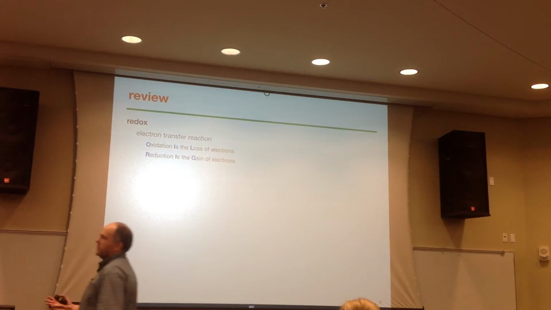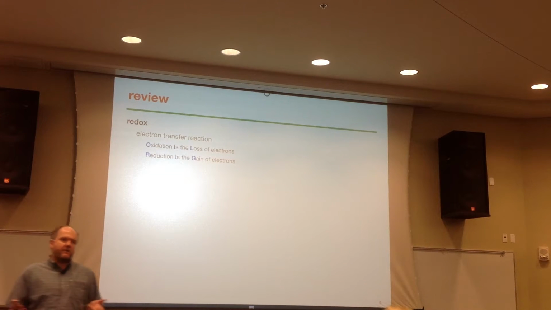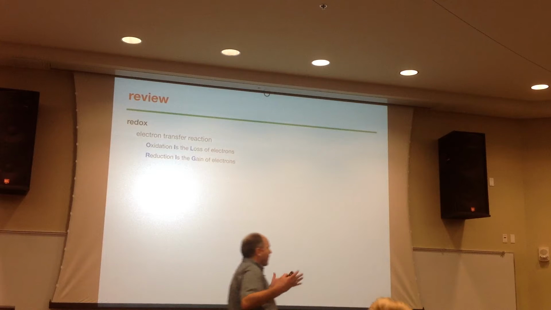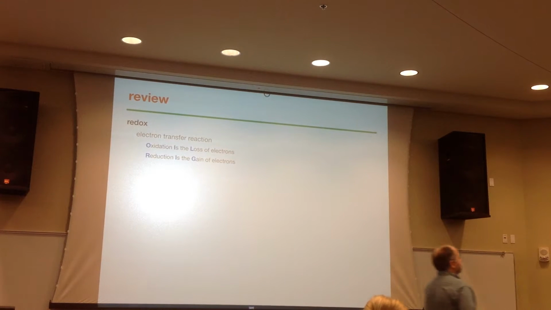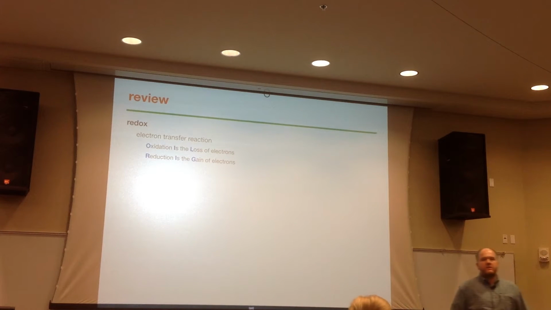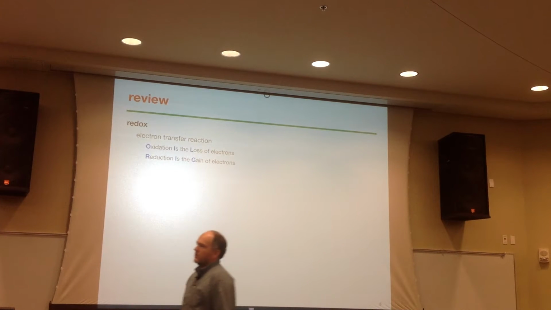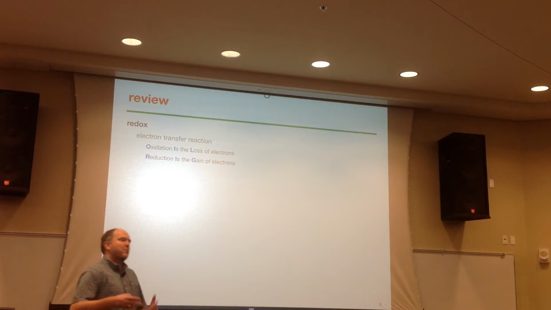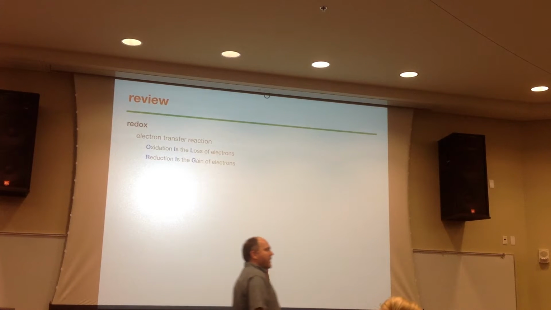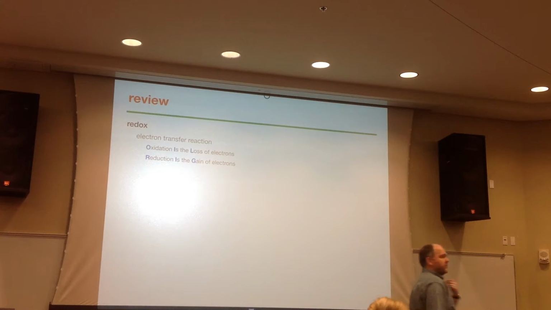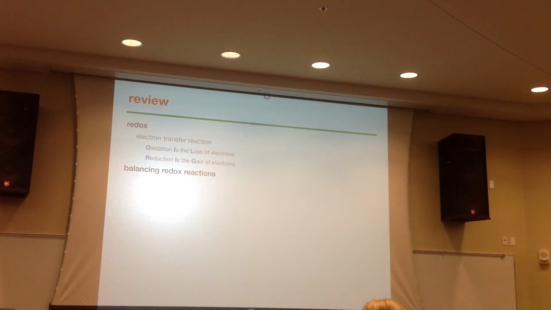I think this chapter probably has more mnemonic devices in it than any other chapter. OIL: oxidation is the loss of electrons. RIG: reduction is the gain of electrons. If you don't like that one, there's another one called LEO the lion says GER. I don't care which one you use, as long as you are able to tell me what's being oxidized and what's being reduced. All right.